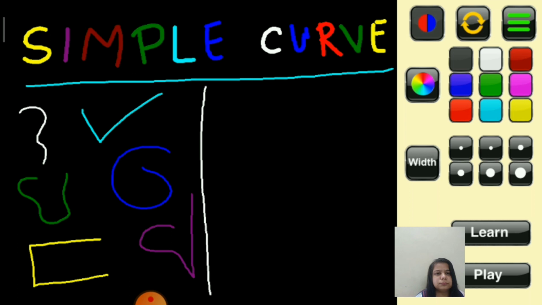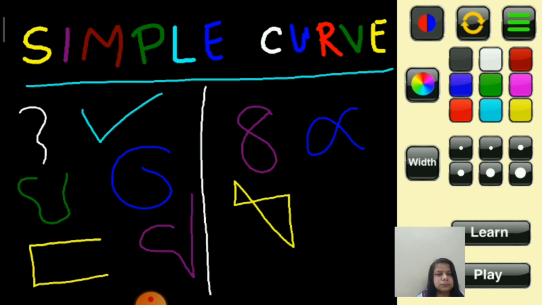On the other hand, if I draw a curve which crosses itself, just see it, this is a curve which is crossing itself like this. These are not simple curves. If I do it like this, is this a simple curve? No. Why not? Because it is crossing itself. You can see the points where it crosses itself, right?